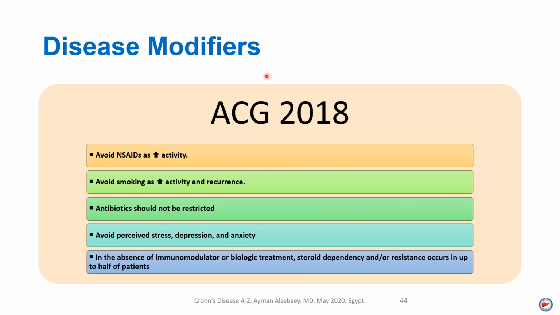Disease modifiers, okay. There are some things that if we avoid them, we will improve our disease. If we avoid NSAIDs, the activity will decrease. Avoiding smoking is mandatory, especially if the patient underwent surgery. Don't restrict antibiotics, okay?